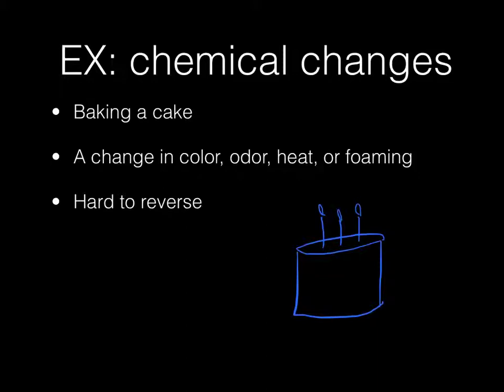Chemical changes are hard to reverse, if not impossible. Once you've baked a cookie, it is impossible to turn it back into the flour and the eggs and the baking soda and the sugar that you put in there. So chemical changes typically don't reverse.